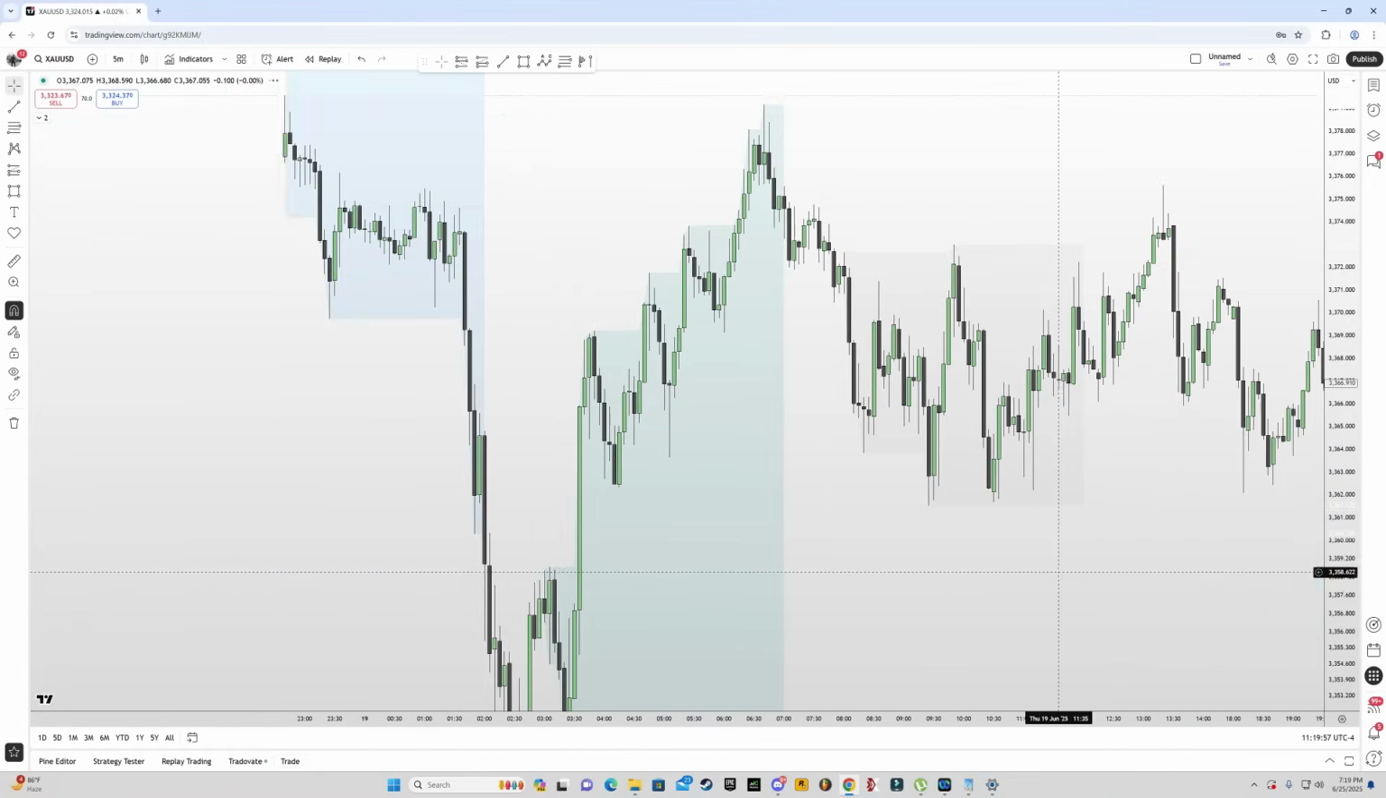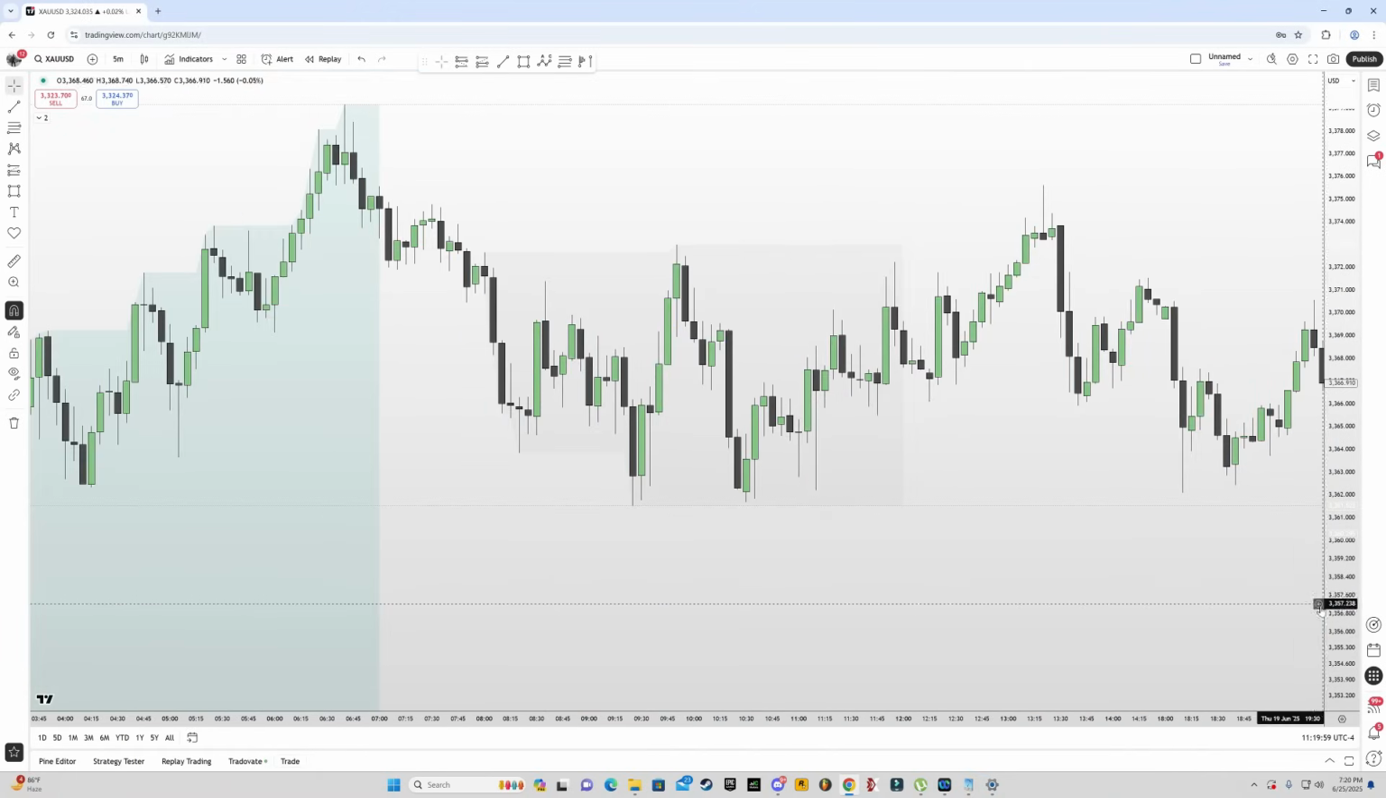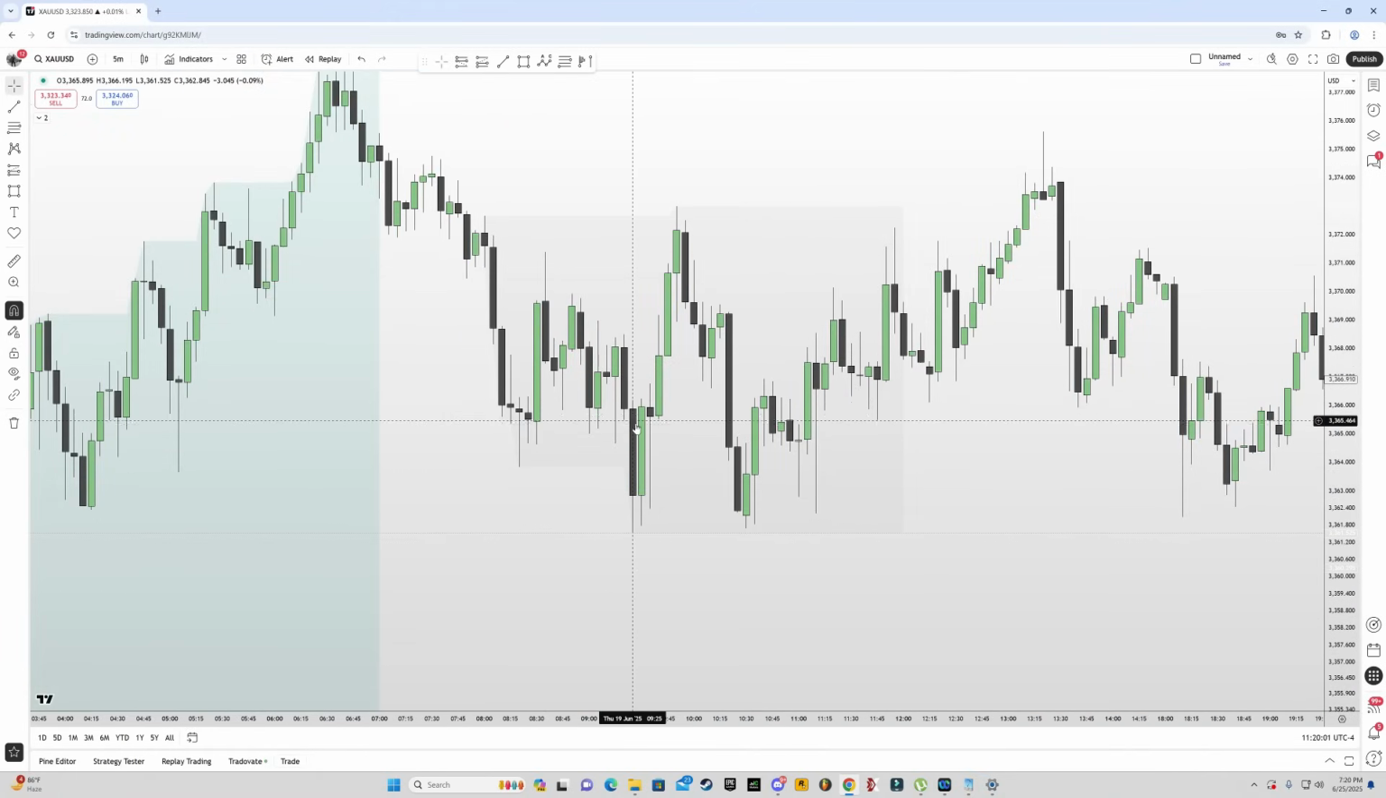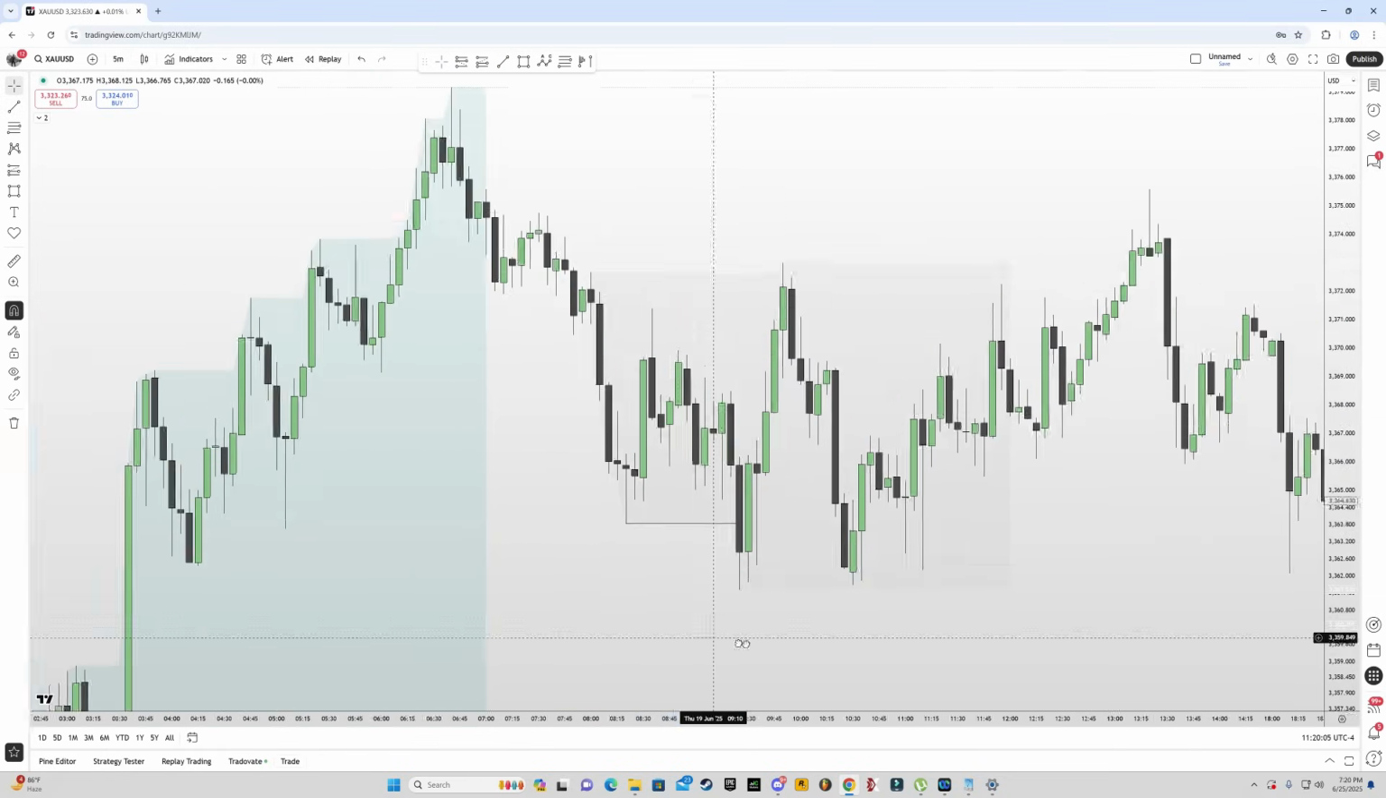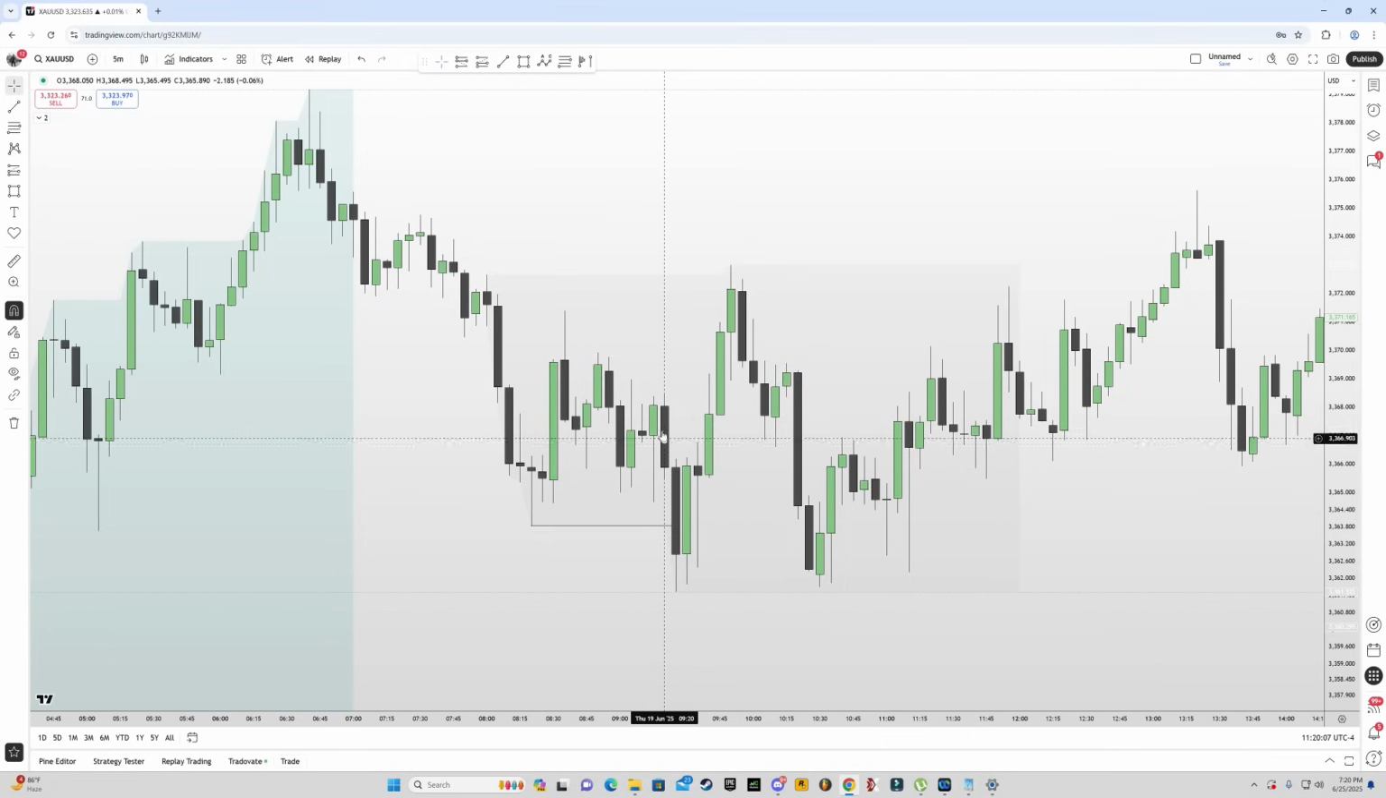Auto block is usually just consecutive down close candles that sweep liquidity, or consecutive up close candles that sweep liquidity. So we have two candles that swept this liquidity, so that is your auto block.